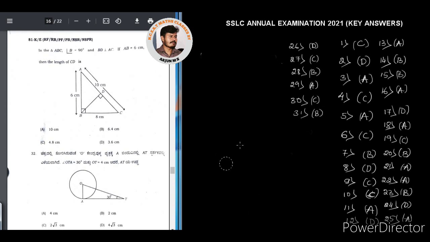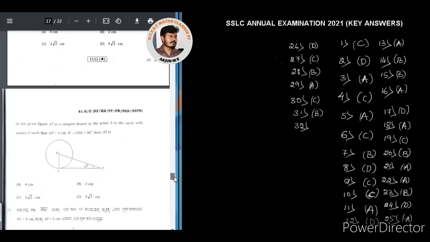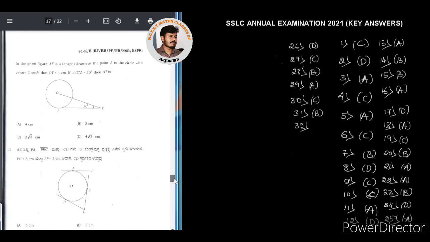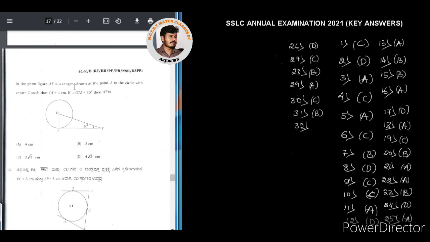So next, 32nd question. In that question, they have given: in the given figure, AT is the tangent drawn at a point A to the circle with center O such that OT is equal to 4 centimeter. They have given the hypotenuse because angle A is 90 degree. Radius and tangent at the point of contact are always perpendicular to each other. OTA is equal to 30 degree. They have given one acute angle and its hypotenuse.